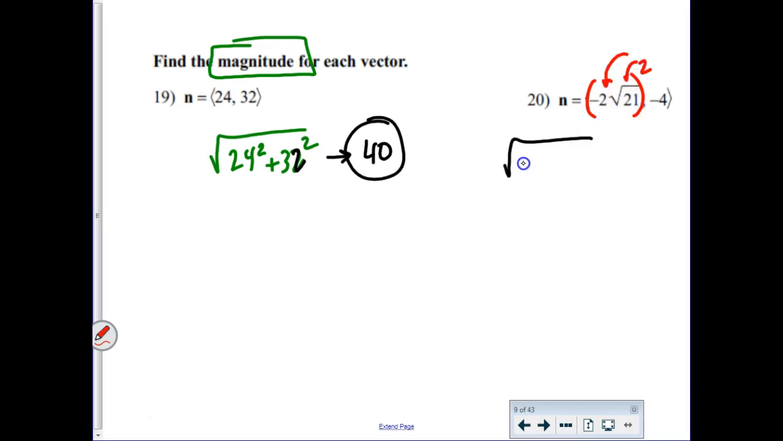So this ends up being, like if you typed it in your calculator, as long as you typed it like this, you'd be safe. But I know some of you are allergic to using parentheses, so be careful about that. And again, -4 squared, you have to square the negative.